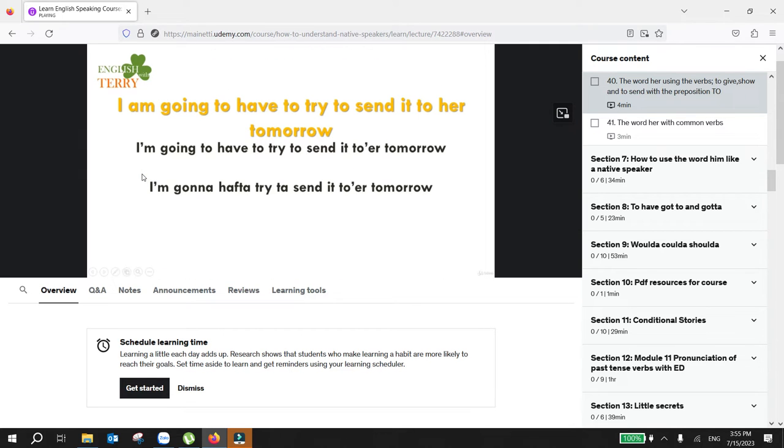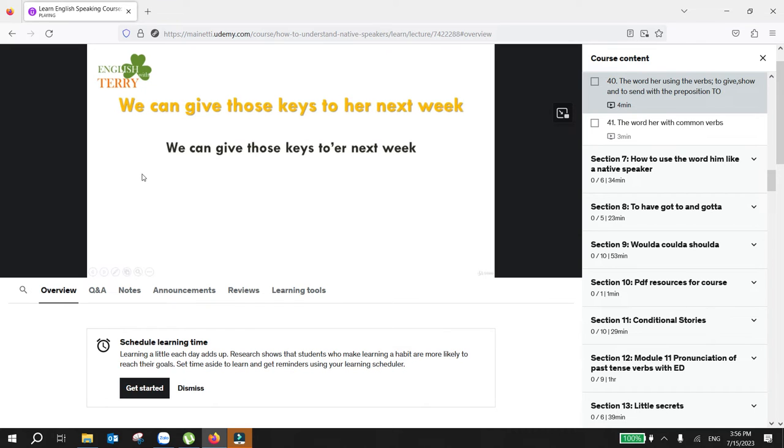I am going to have to try to send it to her tomorrow. I'm going to have to try to send it to her tomorrow. I'm gonna have to try to send it to her tomorrow. We can give those keys to her next week.